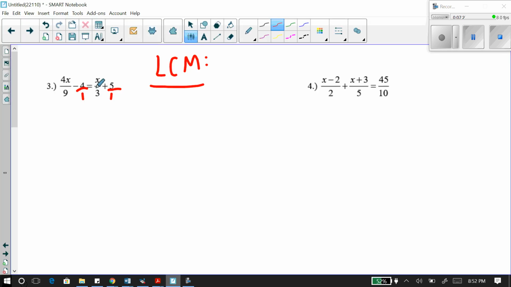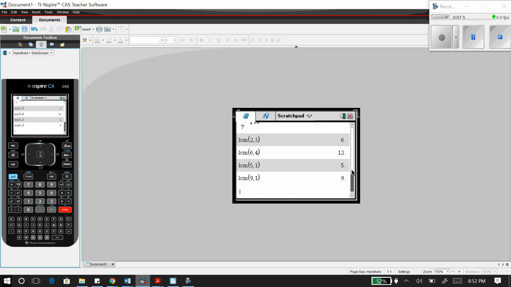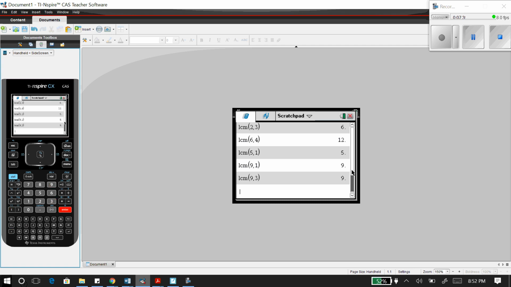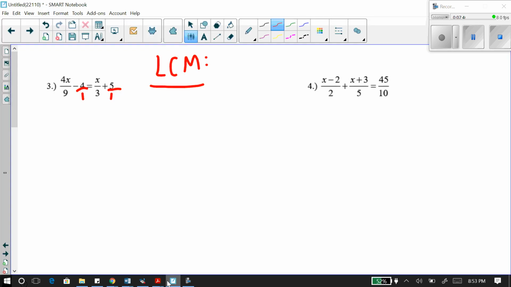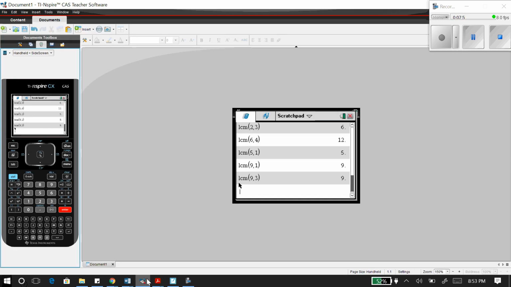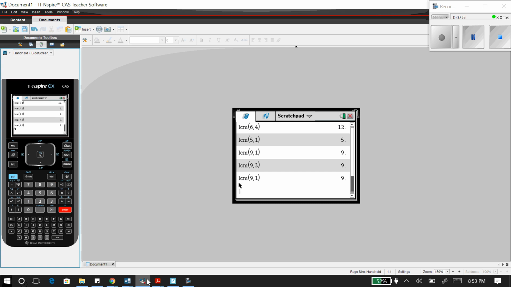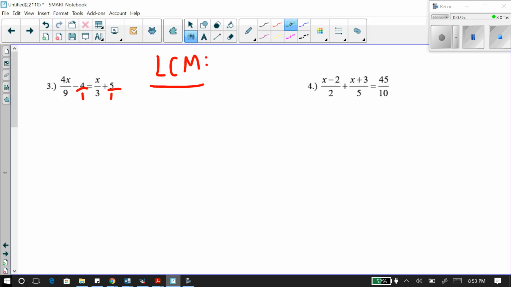Now we take our next denominator, which is 3, and our answer of 9. If you want, you can literally just type in LCM, 9 and 3, to save you some time, or you can do the menu trick. Now we have one more denominator to do. So we did 9, 1, 3. Now we have another 1. So let's find the LCM between 9 and 1. 9. So our final LCM is 9.